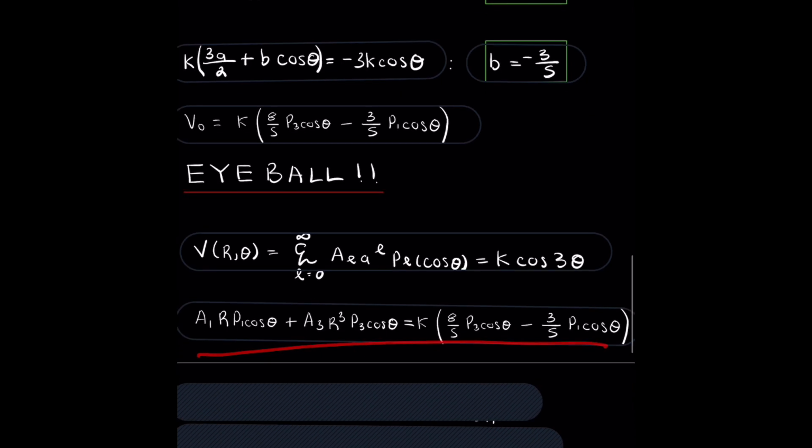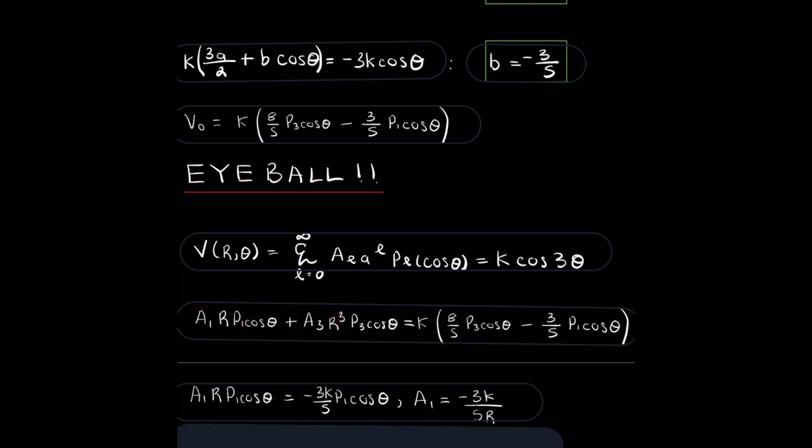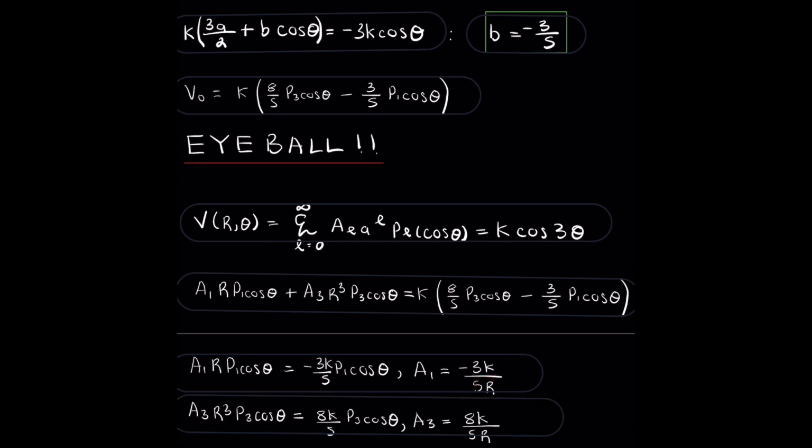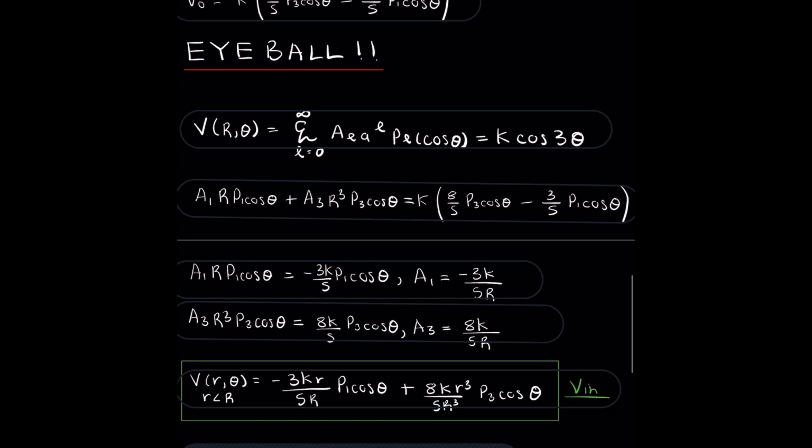here, and again eyeballing, we can find A1 and A3 very easily by doing some algebra, and we find that A1 is equal to minus 3k over 5R, where R is the radius of the shell, and A3 is equal to 8k over 5R, and we get the general expression for V in, which is this expression here.